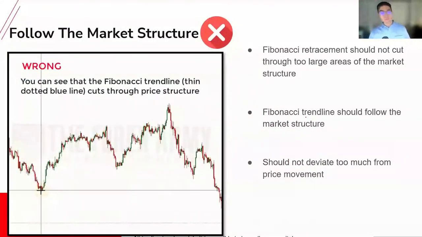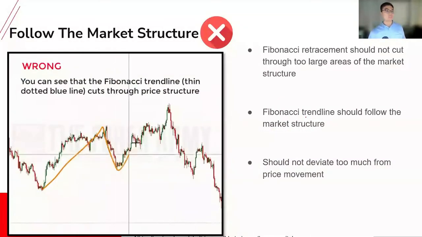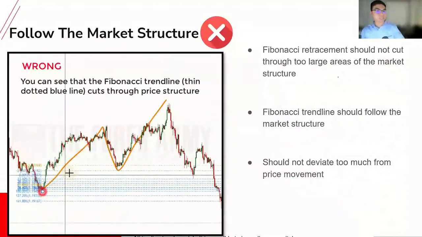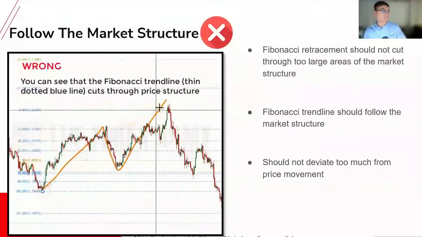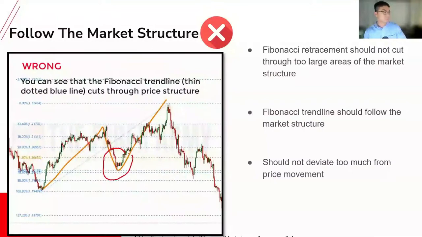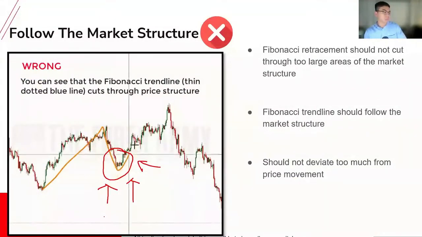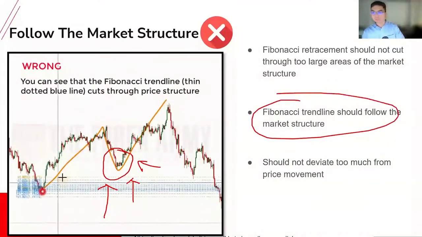Okay, so let's go through this one more time. Fibonacci lines, retracement lines should not cut through too large areas of the market structure. So in this specific scenario, this actually cut through the trend line. It's not valid anymore. It's not clear. It should be following the market structure very, very cleanly.